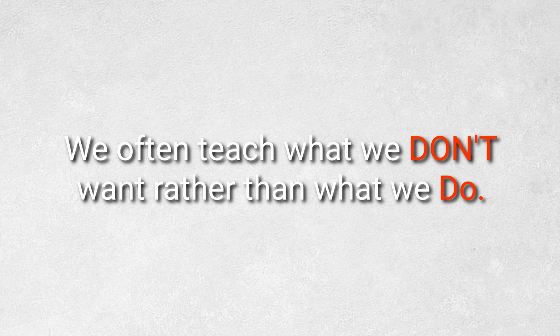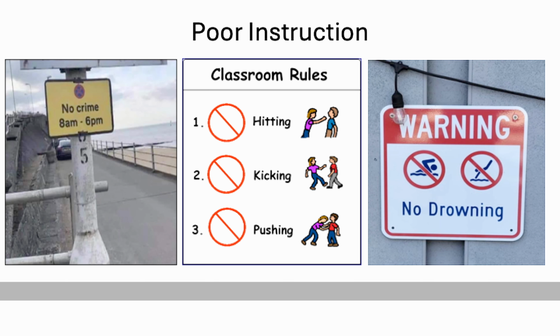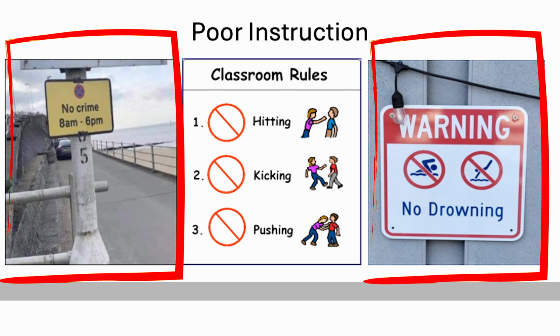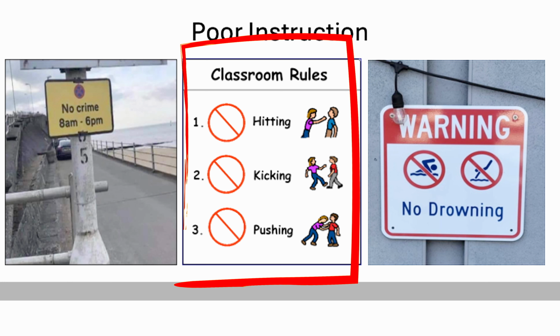We generally do this when teaching academics, showing students how to do things and how to solve. But for some reason, when teaching behavior, we often teach what we don't want rather than what we do. For example, the pictures on the left and right are focused on what not to do, and both are clearly ridiculous, because while both are obvious, neither tell us what we should be doing. But the sign in the middle is just as ridiculous.